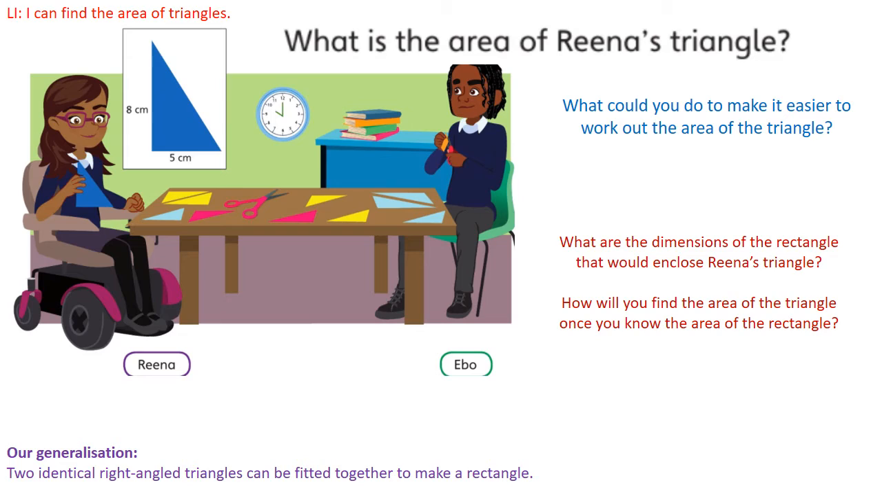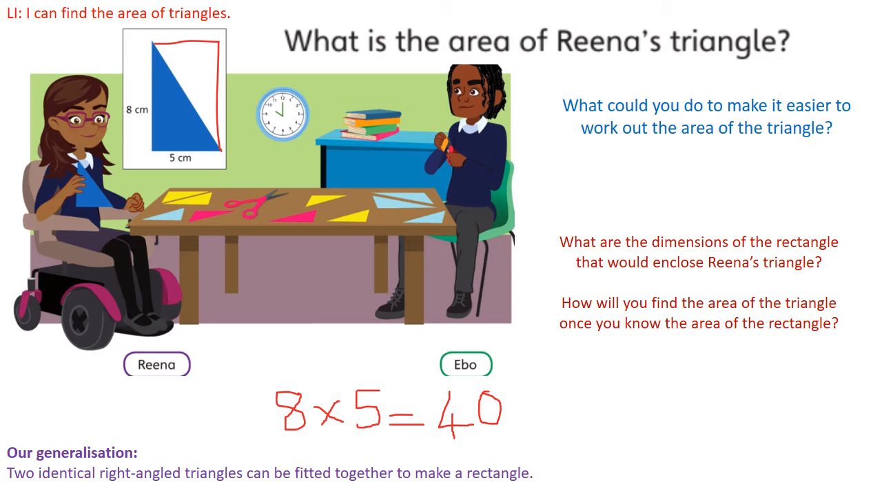So what is the area of Rena's triangle? We know that that triangle is half of a rectangle. So there is my badly drawn rectangle. I didn't use a ruler. I hope you have at home. Now, I know how to work out the area of a rectangle. I know that if I times the length by the width, that would give me the whole area. So I could do 8 times 5, which would tell me the area of the rectangle is 40.